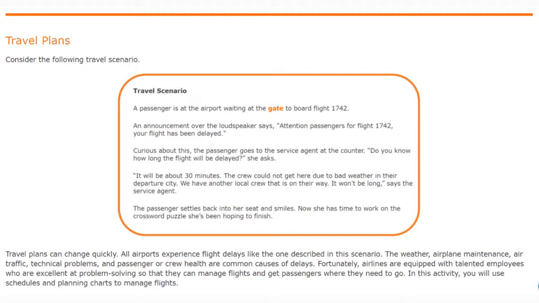Travel plans can change quickly. All airports experience flight delays like the one described in this scenario. The weather, airplane maintenance, air traffic, technical problems, and passenger or crew health are common causes of delays. Fortunately, airlines are equipped with talented employees who are excellent at problem solving so that they can manage these flights and get passengers where they need to go. In this activity, you will use schedules and planning charts to manage these flights.